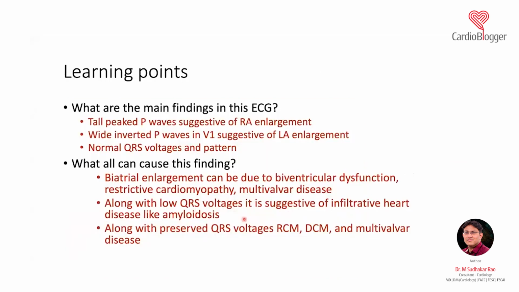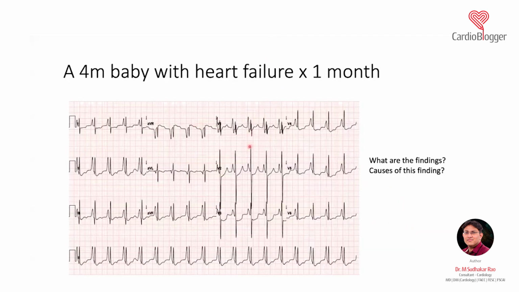Now again, the learning point from this ECG: tall peaked P waves are suggestive of right atrial enlargement. There is no doubt on that. However, the wide inverted P waves in V1... Now again, as I told you, ECG never tells a diagnosis to you. ECG can only tell the chamber enlarged or a soft finding. So if you think that this negative P is a left atrial enlargement, you can argue with me that there is a biatrial enlargement, because in lead 2 there is a right atrial enlargement, and in lead V1 there is a left atrial enlargement.